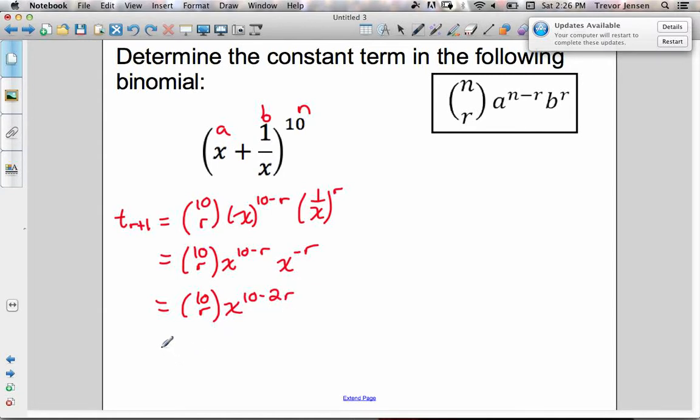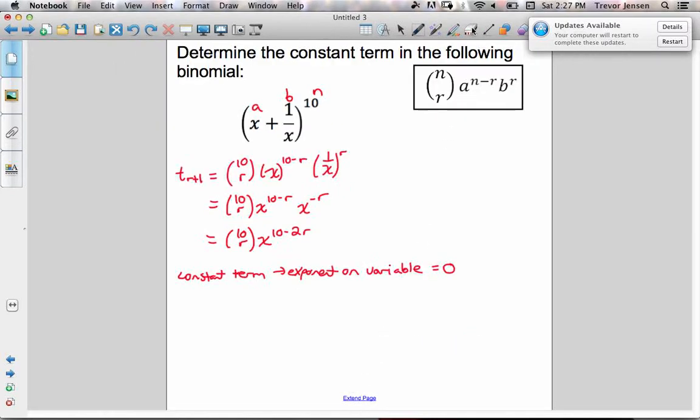Okay, now I have to think, is there any value for r? So I'm going to make a note here. Constant term. To get the constant term, exponent on variable has to equal 0. A constant term means there's no variable, it's just a number. So to get that, I would have to figure, is there any way I could plug in a value for r which would make the exponent on this x be a 0? So let's just solve that.